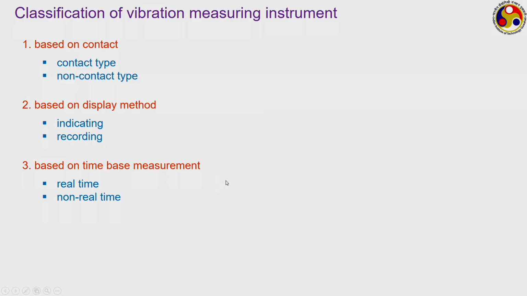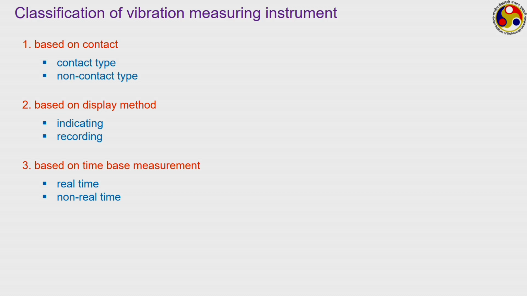The time based measurement can be real time and non-real time. Real time is somewhat similar to the recording case, where we want a real time measurement of vibration, and non-real time is just one odd occurrence for a very brief instant of time. Say a device is operating under steady state over a prolonged period of time, and occasionally we just want to check the vibration level of that instrument.